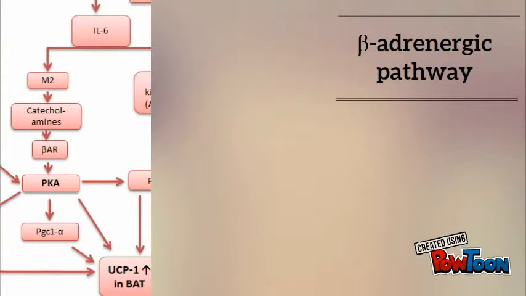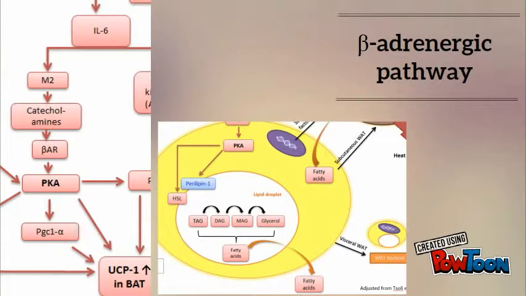These catecholamines bind to beta-3 adrenergic receptors, which stimulate cyclic AMP. Cyclic AMP activates PKA, which has multiple downstream targets. PKA is responsible for the phosphorylation of the lipase perilipin A and hormone-sensitive lipase, HSL. This leads to the hydrolyzation of tri- and diglycerides into fatty acids. Those fatty acids activate UCP1 protein activity.